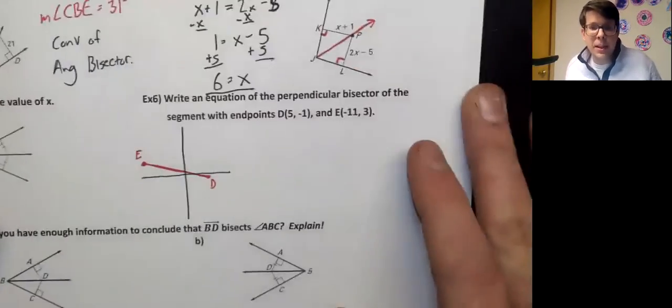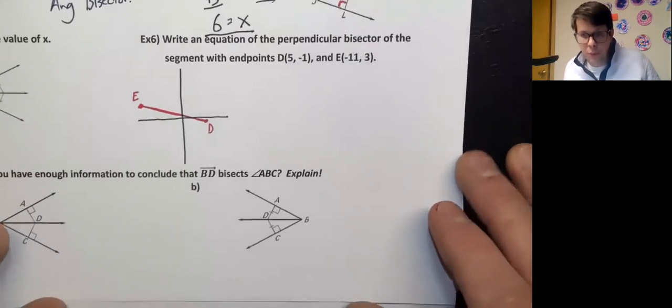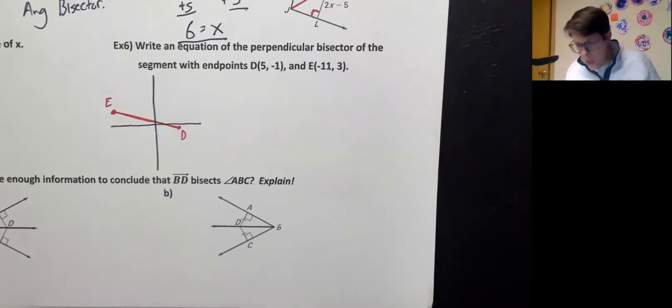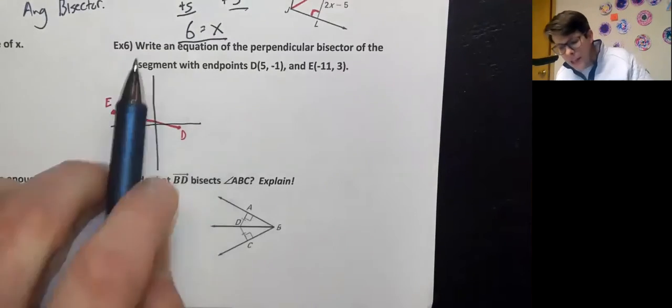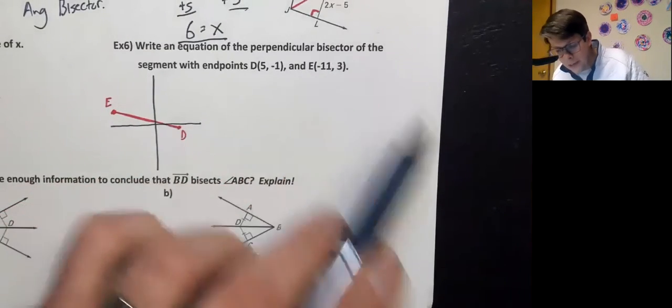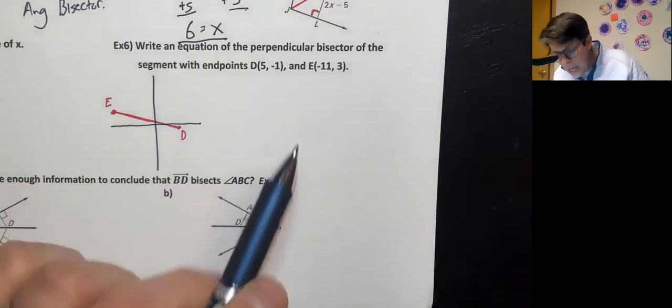Example number 6 is going to be a little bit different. So example number 6 is a bit of a throwback. It's a review from Algebra 1. Not the most critical example on the whole sheet, but a good one to look back at. This one is actually asking you to create a perpendicular bisector for the segment DE.